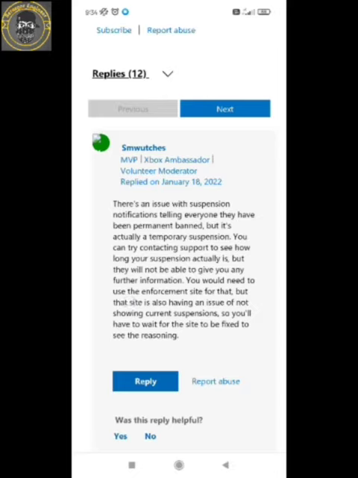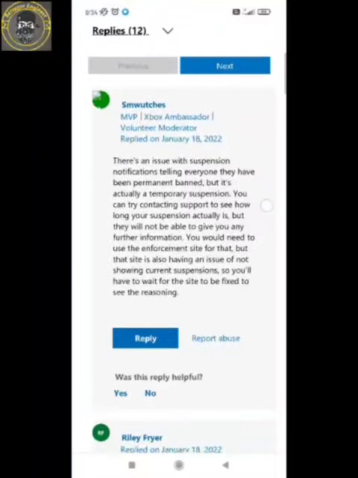Many users think that they have a permanent suspension in Xbox, but that's not possible. They have a temporary suspension, and after some time this suspension will be over. So you need to wait for some time, and after 1 or 2 weeks this problem will be solved.